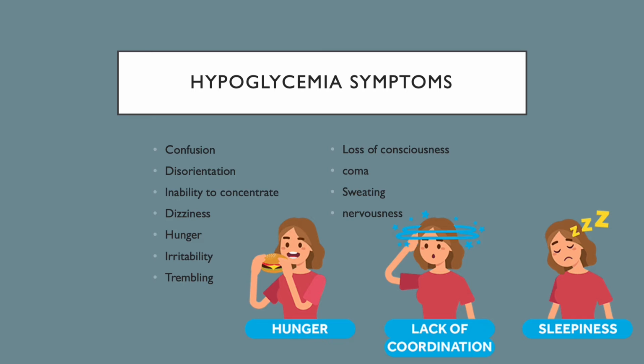Hypoglycemia symptoms. Usually confusion, they're really disoriented, they're not able to concentrate, they feel dizzy, really hungry, irritable, sometimes loss of consciousness. Sometimes they can go into a coma if not treated immediately. Sweating or nervousness, really fatigued.